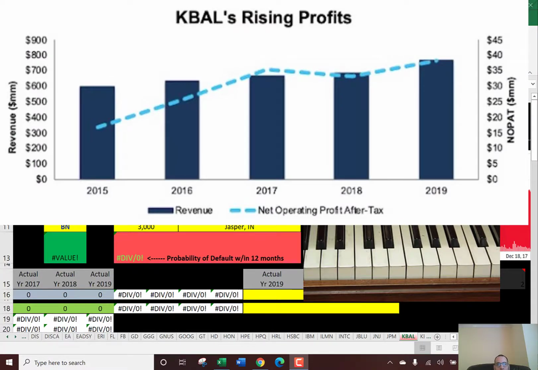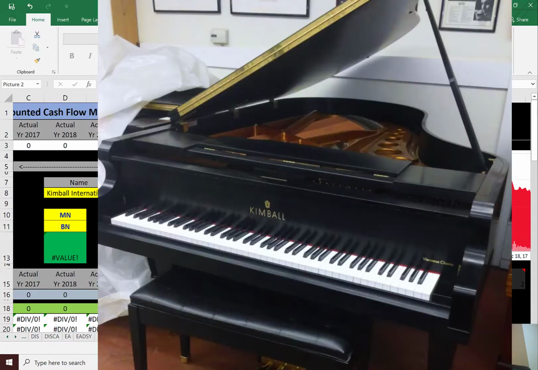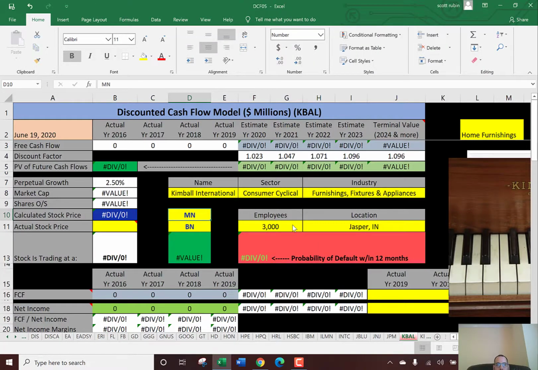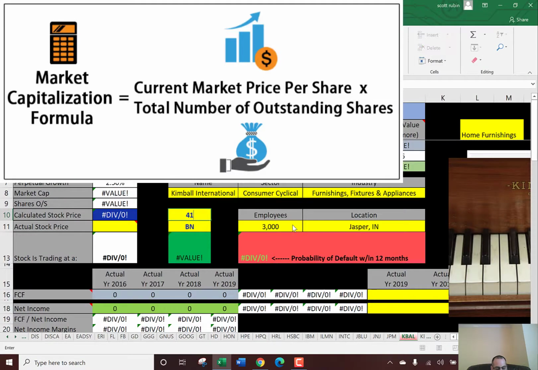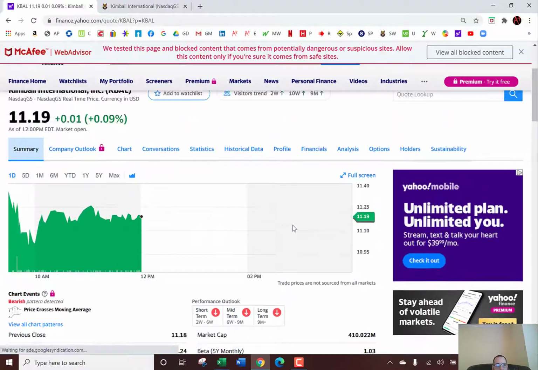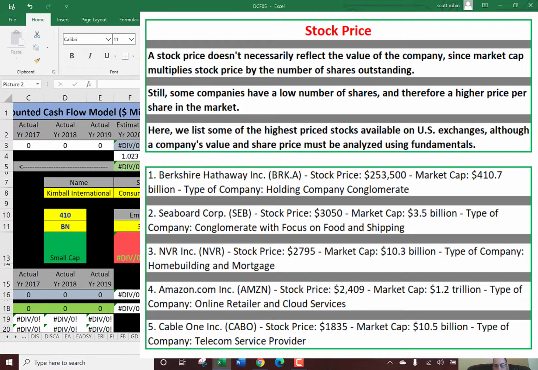So the company we're going to do today is Kimball International, and they started out making these pretty cool pianos. Now they make home furnishings. So let's get their market cap and put that into the model. $410 million. That's the value of the company according to the stock market. And they trade at $11.19. So now we know the shares outstanding because it's the market cap divided by stock price gives us 37 million shares outstanding.